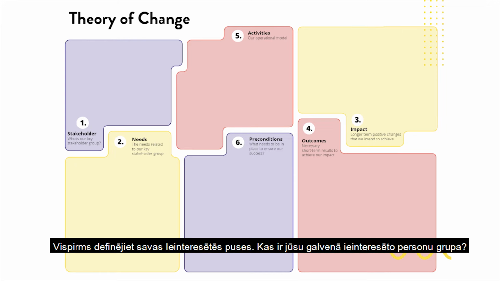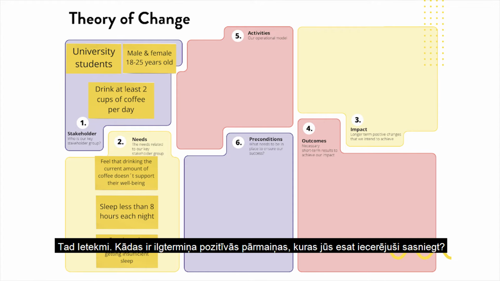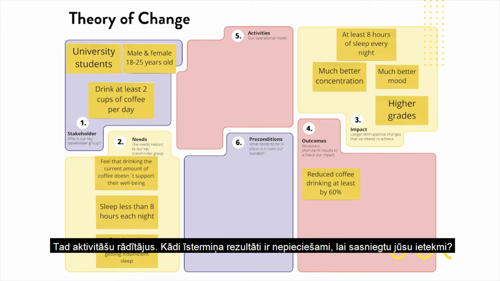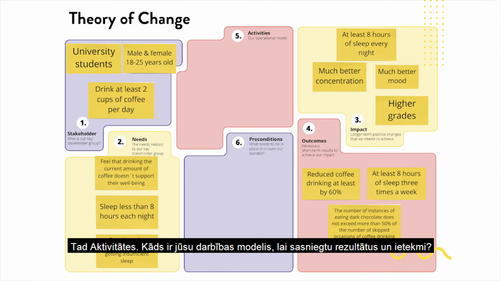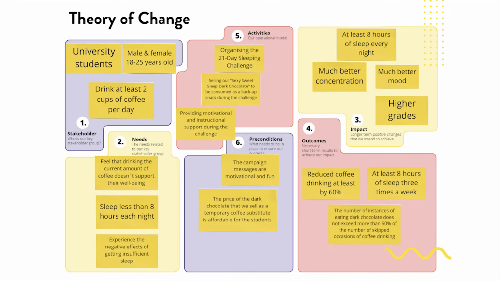First, define your stakeholder. Who is your key stakeholder group? Then the needs. What are the needs related to your key stakeholder group? Then the impact. What are the longer-term positive changes that you intend to achieve? Then the outcomes. What are the necessary short-term results to achieve your impact? Then the activities. What is your operational model to achieve the outcomes and impact? Then the preconditions. What needs to be in place to ensure your success?